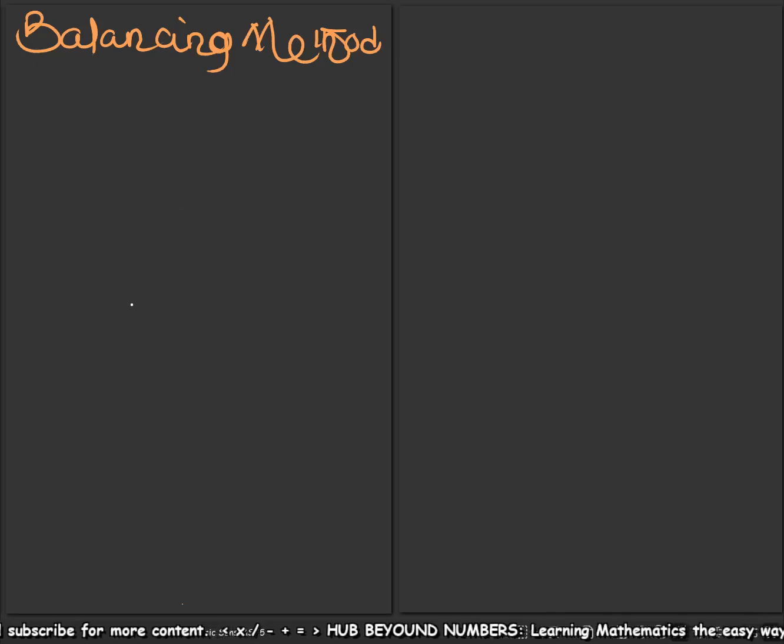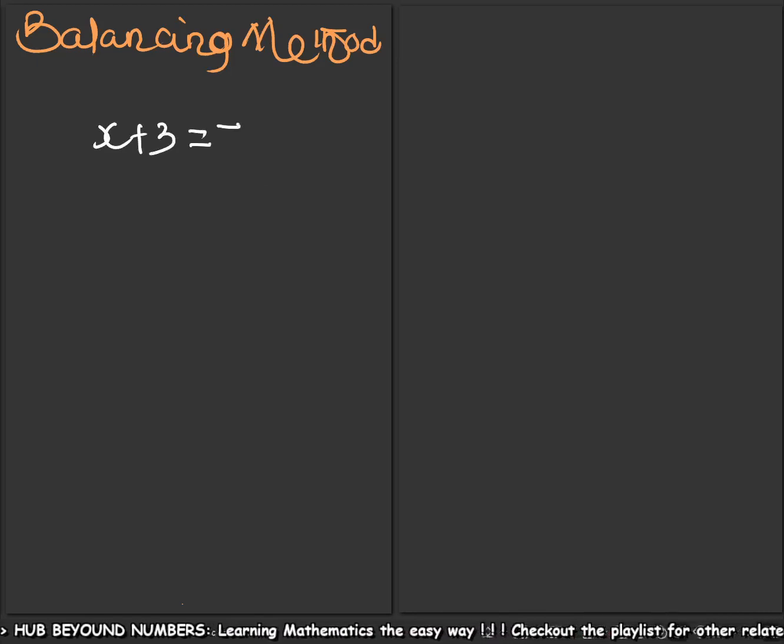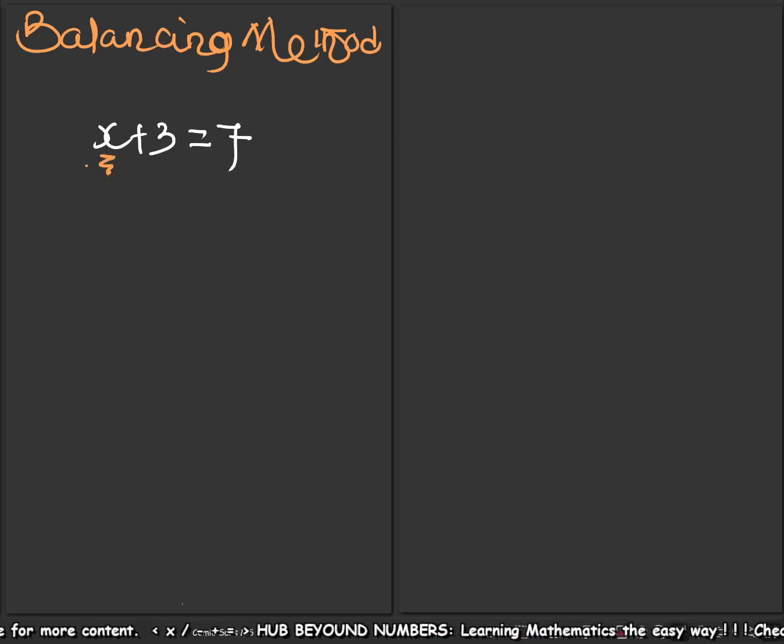Talking of balancing method, an equation is just like a balance scale. What do I mean by that? If you have x plus 3 is equal to 7, the equal to sign here is your balance scale. It is telling you to make sure whatever you have at the right hand side is the same as whatever you have on the left hand side. The goal of this balancing method is to help you find the unknown, in this case the x, without altering the balance between the left hand side and the right hand side, so that your equation remains an equation.